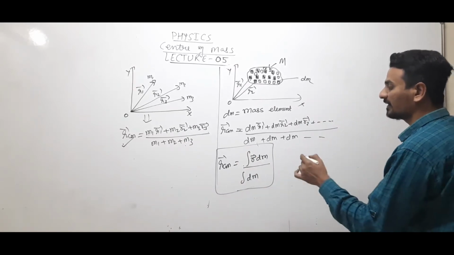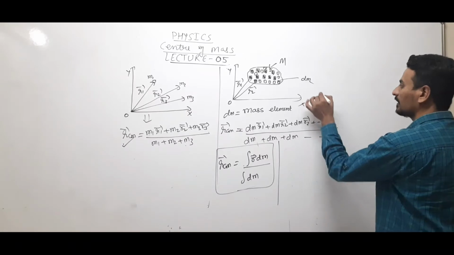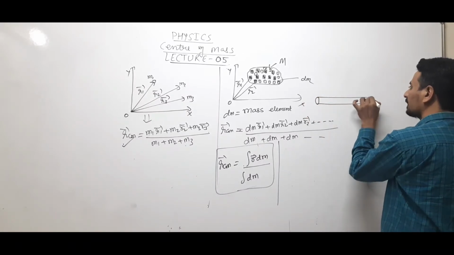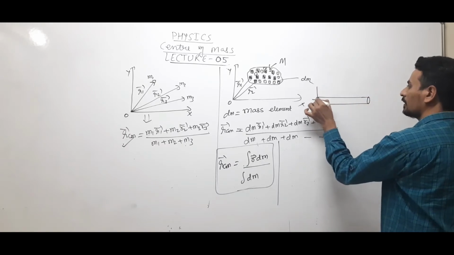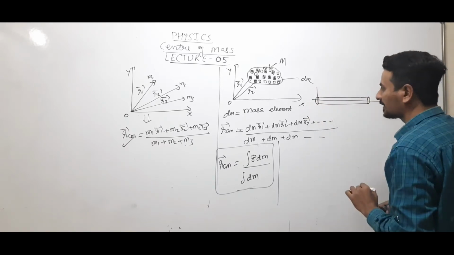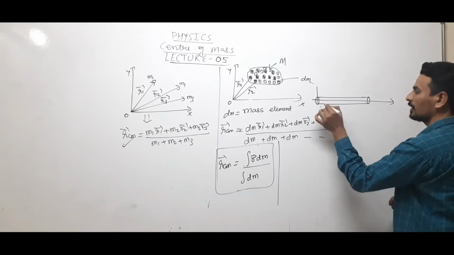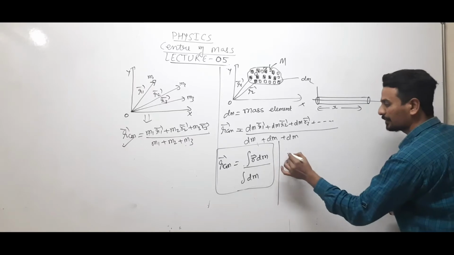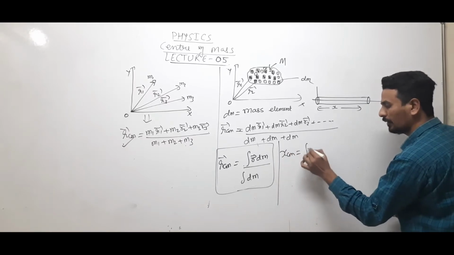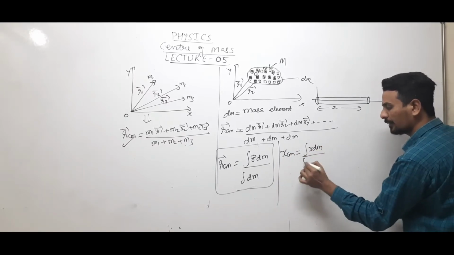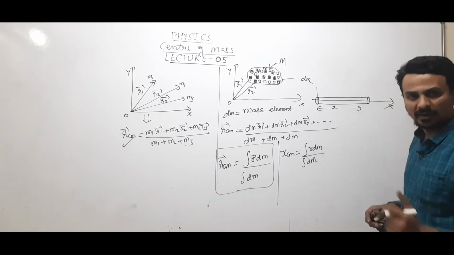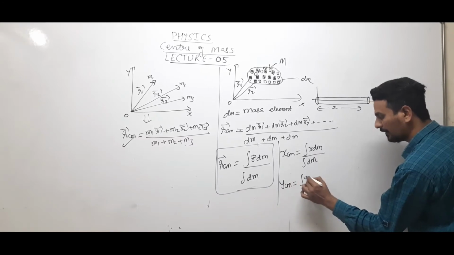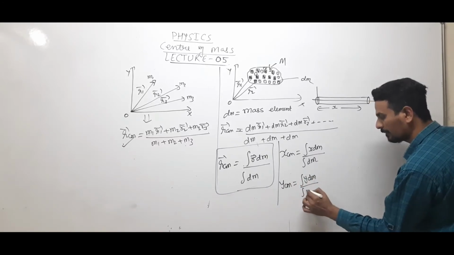Okay, now what if the body is along the x-axis? The body is this way. Body lies along the x-axis. This is a very thin rod. Neglect the cross section. So the body is along the x-axis, and then this formula can be written as xcm equals integration x dm upon integration dm. If the body is along the y-axis, then it will be ycm equals integration y dm upon integration dm.